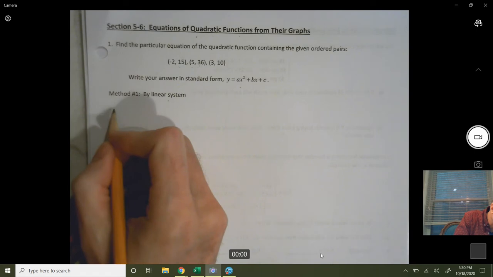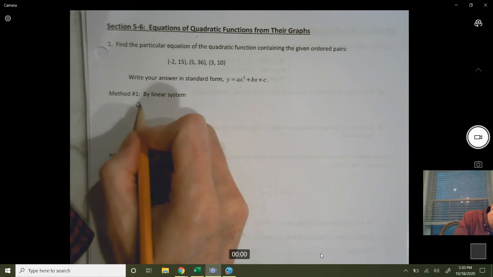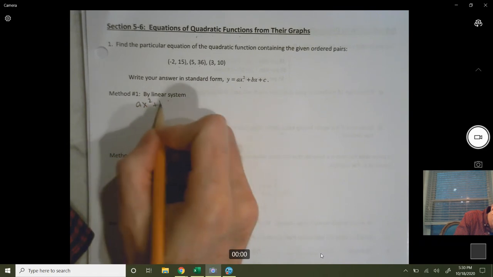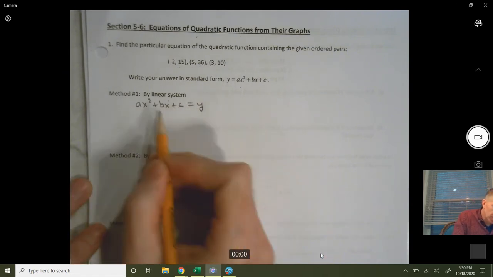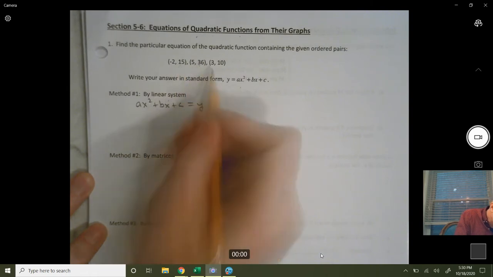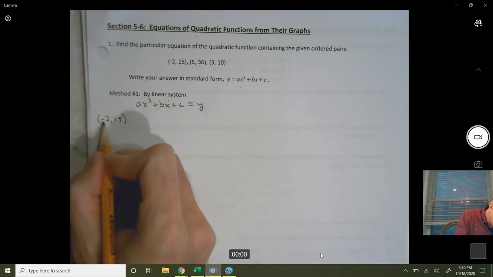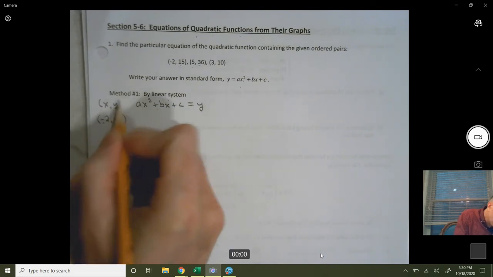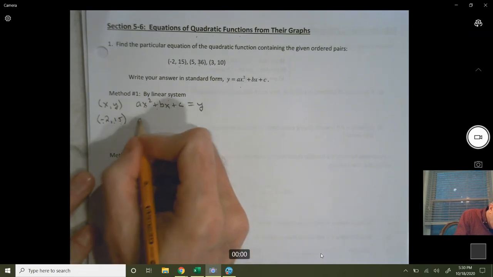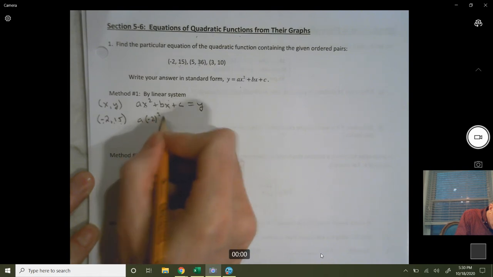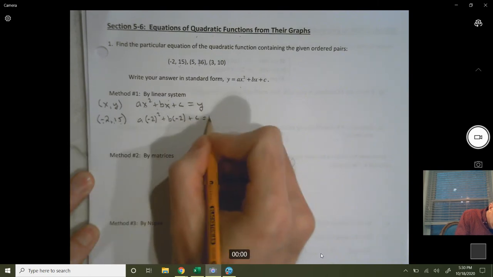Basically, you're going to come up with an equation for each of these 3 points in this form. So I'm going to write this up here: ax squared plus bx plus c equals y. I'm going to create 3 equations, an equation from each of these points. The first point is -2 comma 15. Remember, this is my x, this is my y. Plug -2 in for x, and plug in the 15 for y. So a times -2 squared plus b times -2 plus c is equal to the y value of 15.